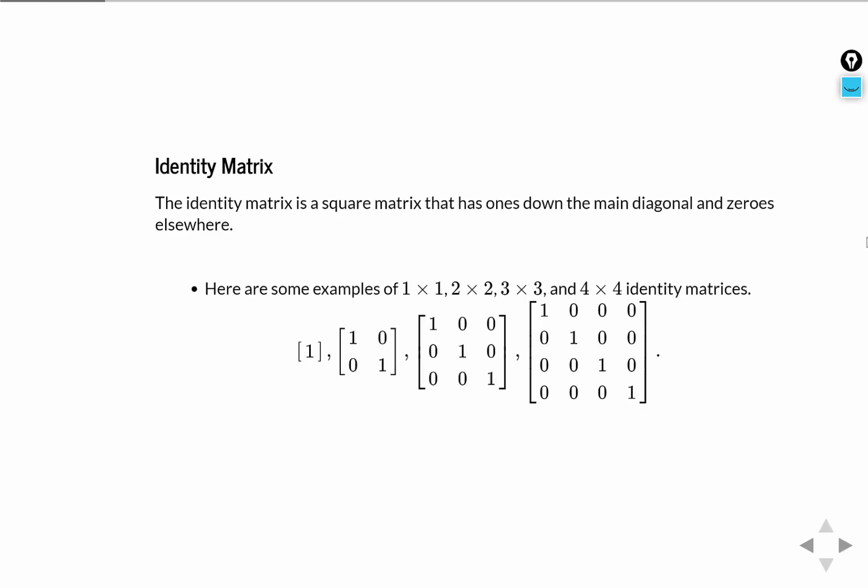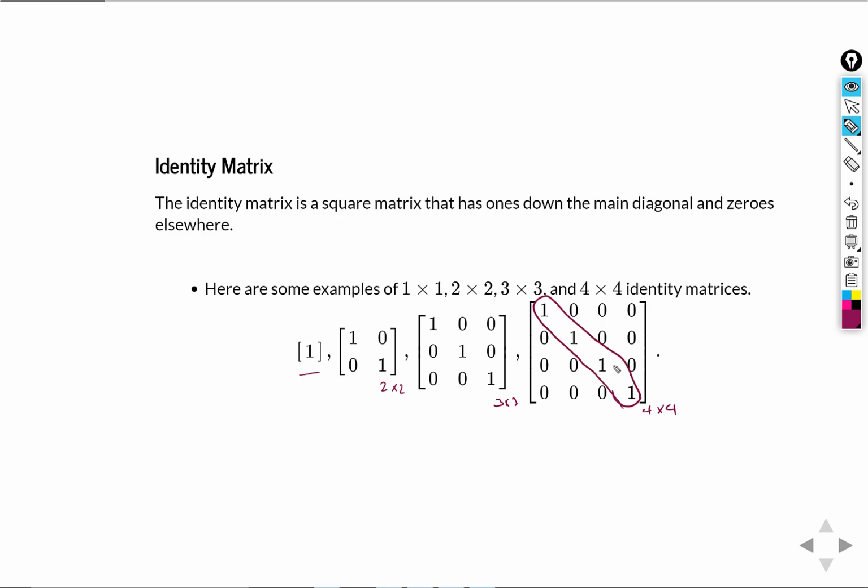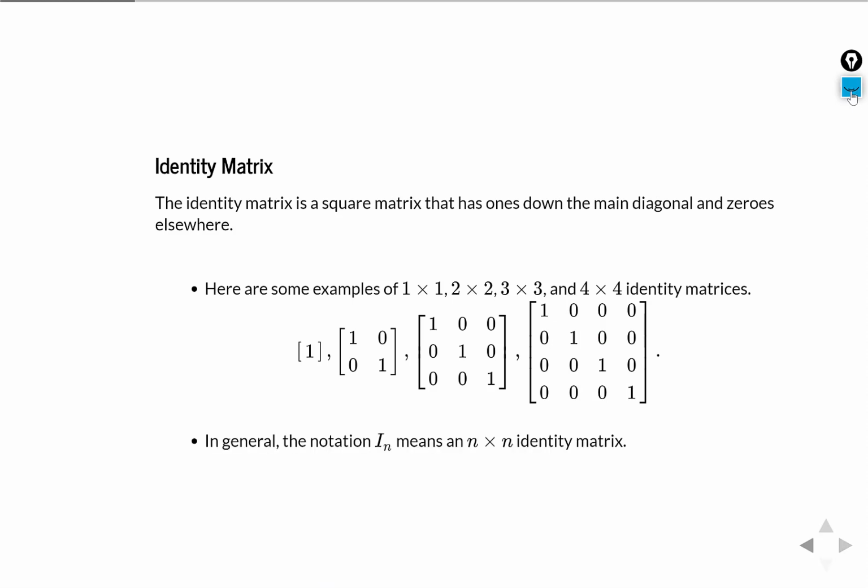Here are some examples of the identity matrix. We have 1 by 1, which is just a scalar, 2 by 2, 3 by 3, and 4 by 4 identity matrices. Notice that only the main diagonal has ones and we have 0 everywhere else. In general, we use the notation I subscript n for an n by n identity matrix.